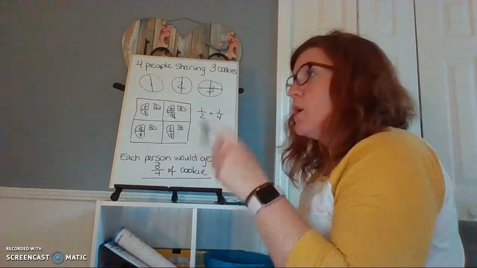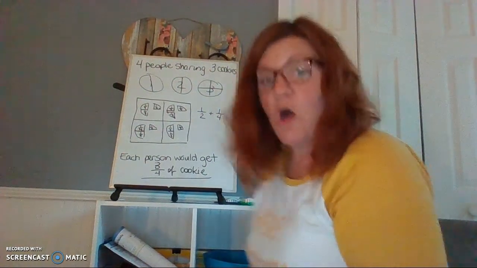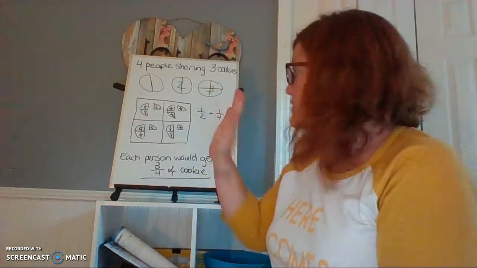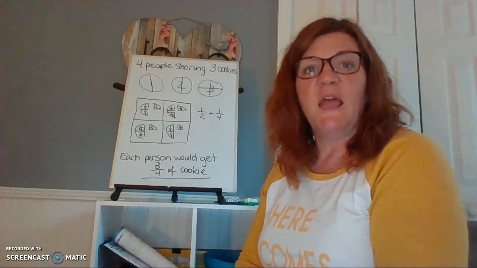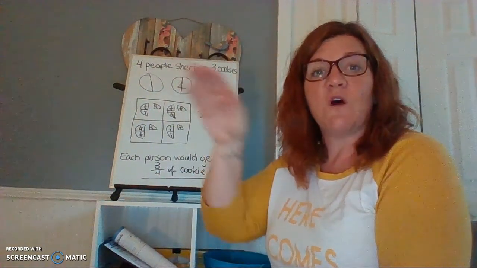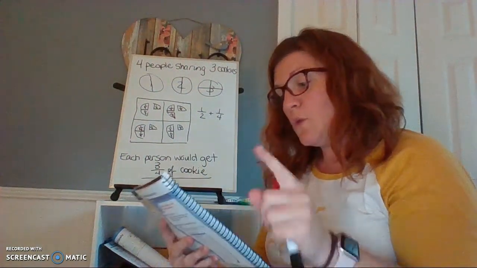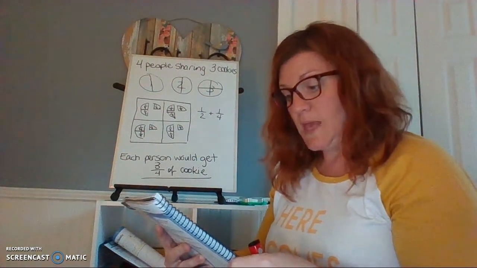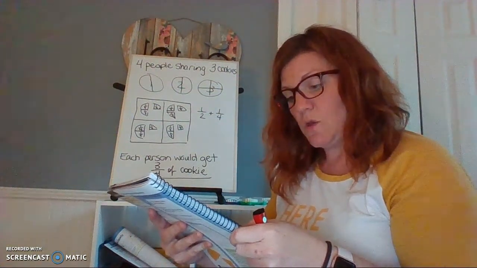So now you're going to be doing workbook pages 28 and 29 all on your own. I'm not going to do the example for you. This is just a real quick reminder type of lesson, like the one I did yesterday, to remind you of how to solve these next two pages by yourself. You will work on page 28, which is 4 people sharing 2 cookies. And then you will also do 4 people sharing 6 cookies.